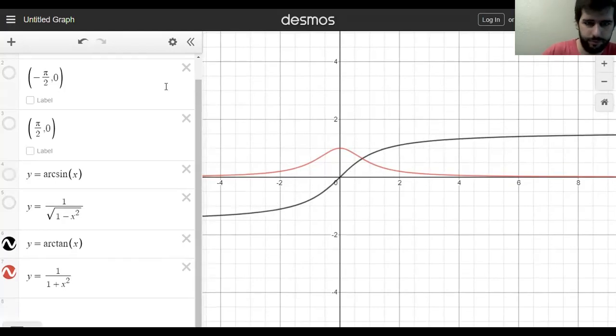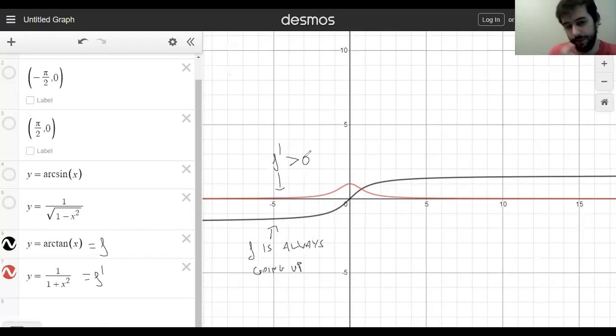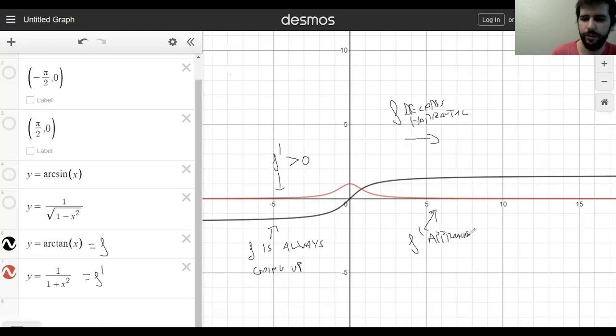And I can see a lot of things that make sense to me. For example, this is the function, this is the derivative. The function is always increasing, it's always going up. So the derivative is always above the axis. Even if it's only a little bit above the axis, it never crosses below it. As we go to infinity, f starts to look horizontal, and f prime approaches zero, which you can just look at and do the limit. It's a very easy limit.